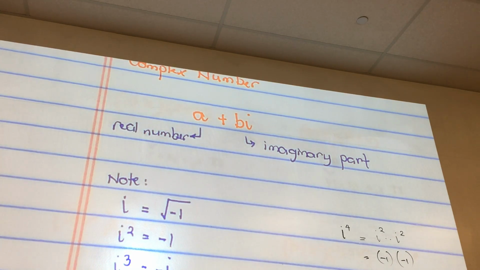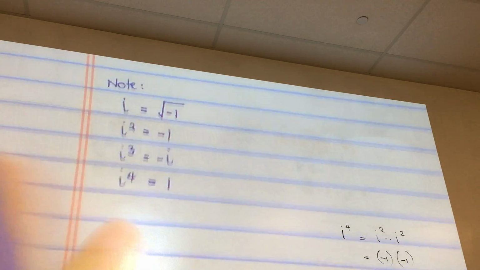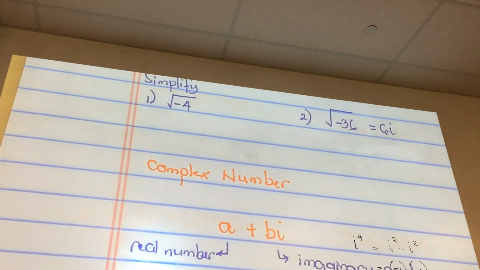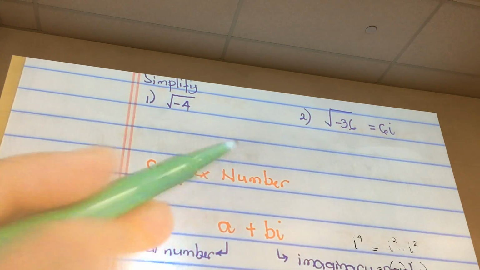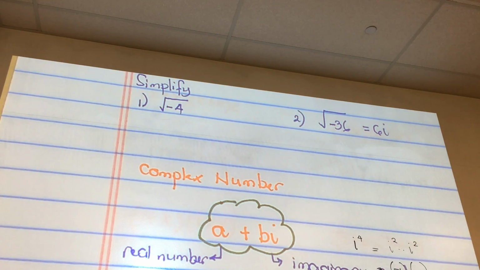Ready? We're going to do simplifying now. Okay? So make sure every time you have a complex number, it has to be of this form. What is the form again? a plus bi. Ready? Just a quick way of determining: 3 plus 2i. What is my a? 3. What is my b? 2. Very good.